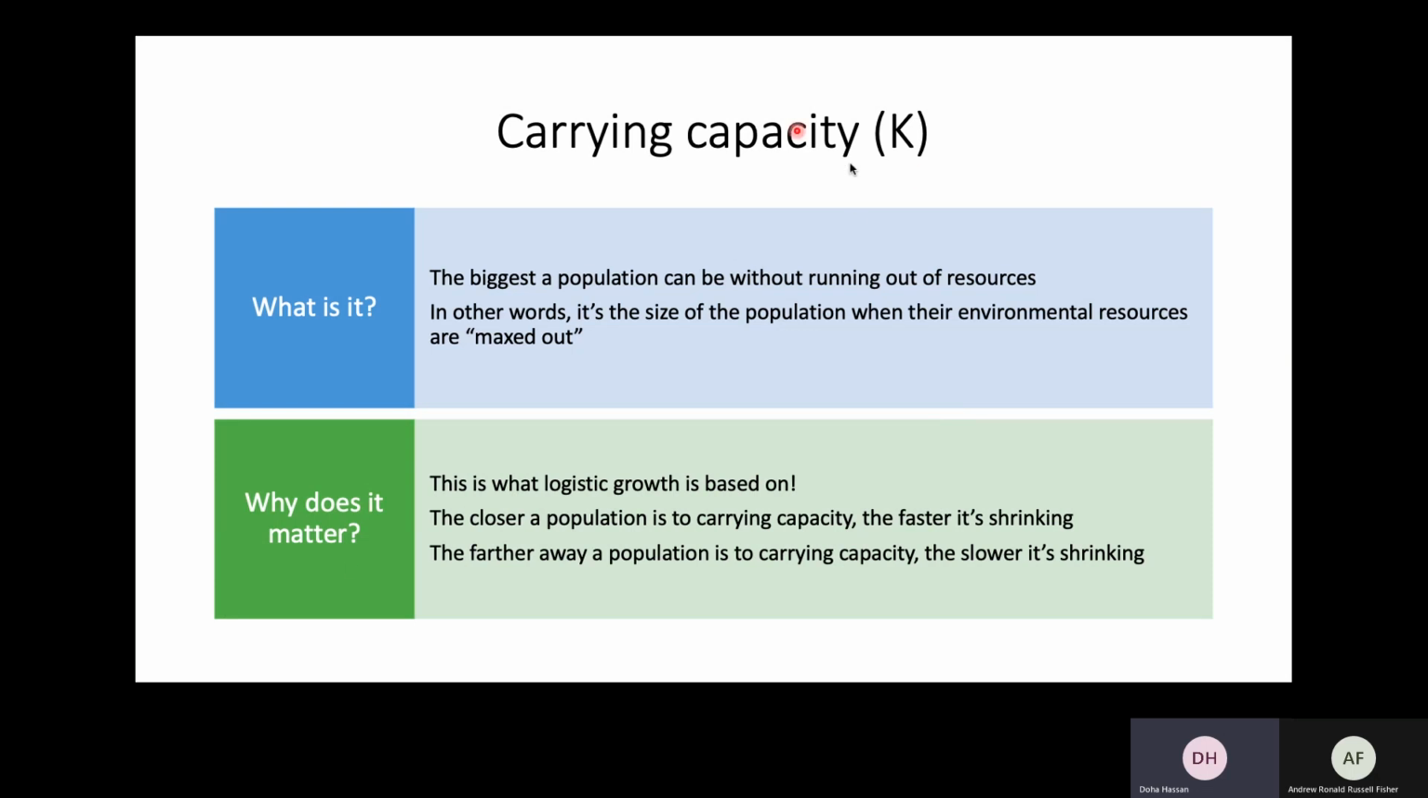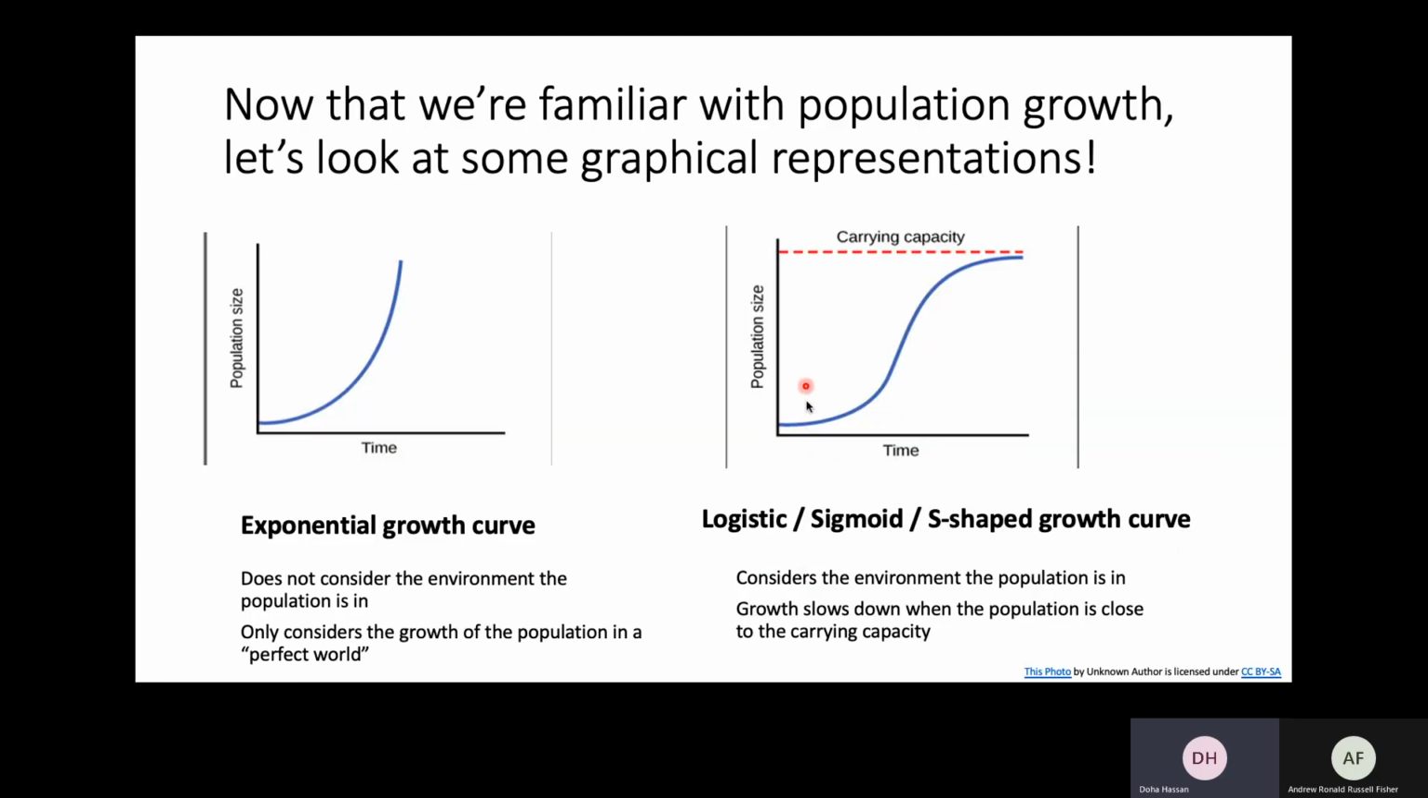So why does this variable matter? Well, this is what logistic growth is based on. The closer a population is to its carrying capacity, the faster it starts to shrink. And the farther away a population is from its carrying capacity, the slower it is to shrink. You can only see a small frame here of the population size and its growth, but you can imagine that if we extended this, there would be some oscillations over here, where as soon as it starts to deviate too much from the carrying capacity, it's going to begin to rise and grow exponentially again. And then when it gets close to carrying capacity again, it's going to decrease sharply. So that's what this is talking about over here.